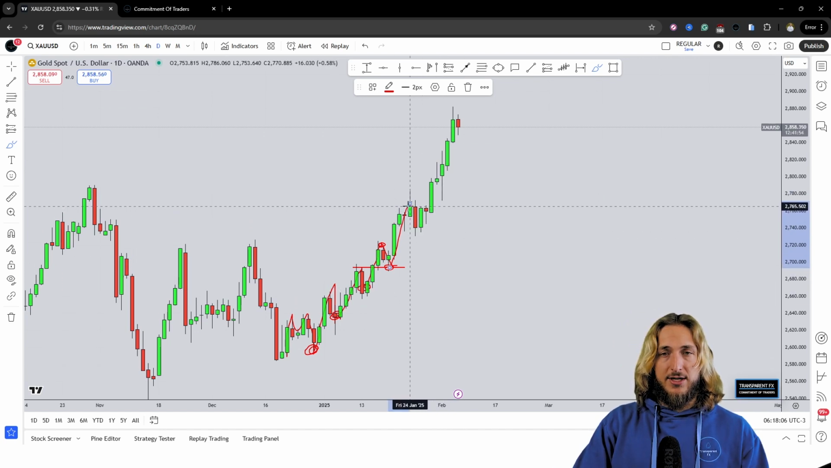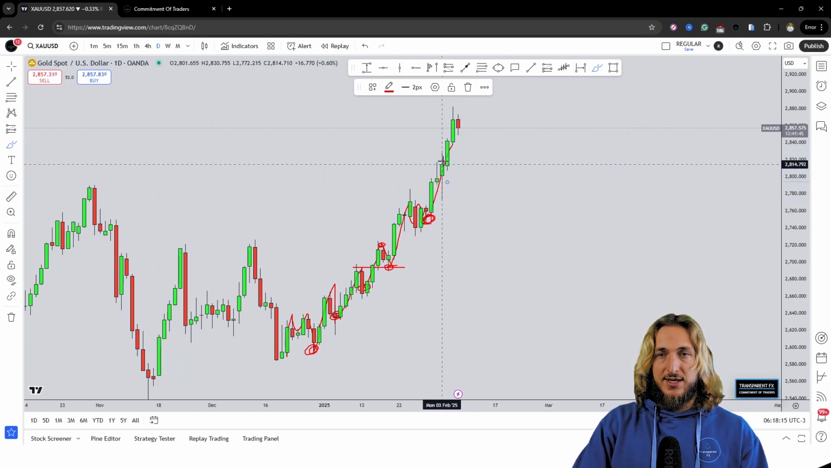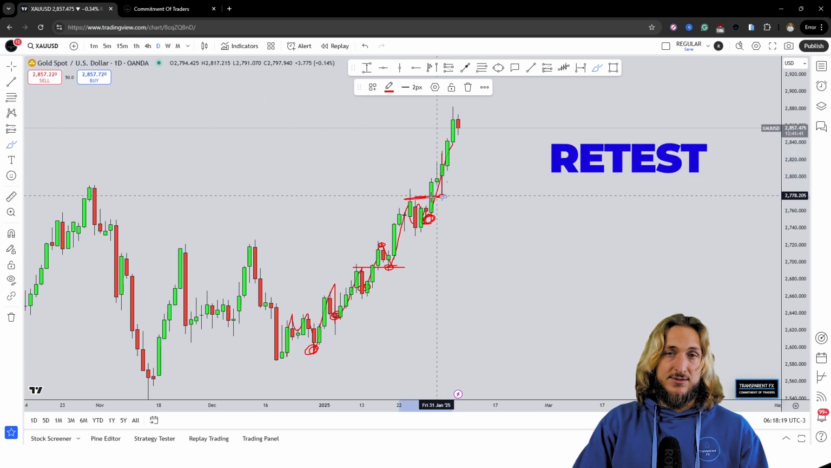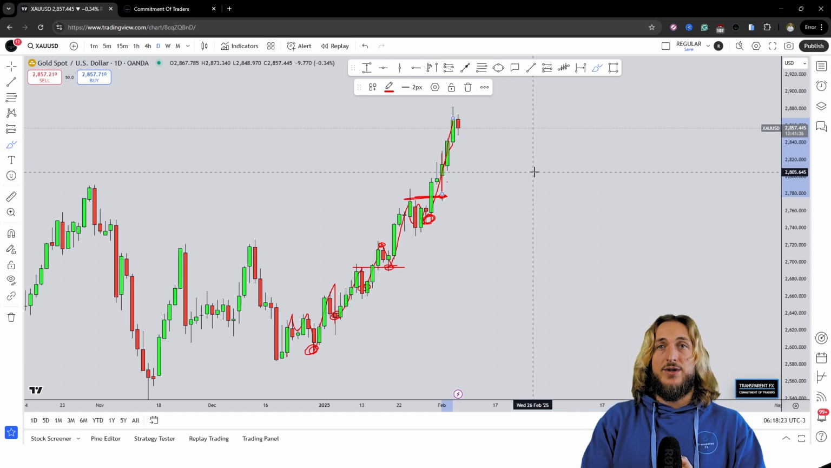Then I made another breakdown explaining all the reasons for which, from this consolidation here, I was expecting an impulse to the upside. And in the very last analysis, I explained all the reasons for which I expected the market, with this candle, to go and retest this previous resistance turned support and reject it to the upside, which again is exactly what the market did.